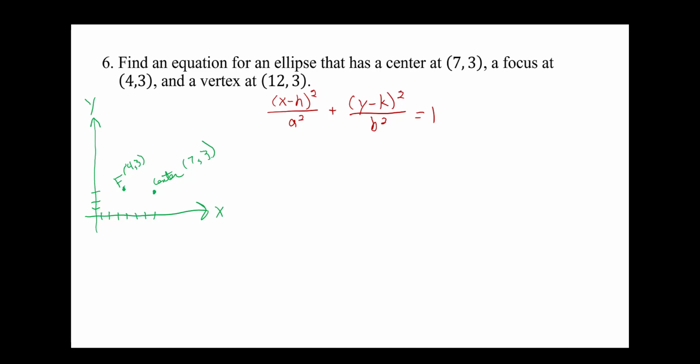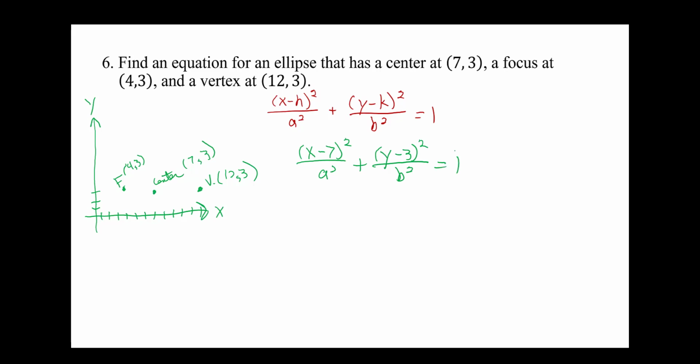And what else do we have? We have a vertex at 12,3, so about right here. This would be a vertex at 12,3. Okay, so what do we know from this? Well, we have the center, that gives us h,k, so I can write (x minus 7) squared over a squared plus (y minus 3) squared over b squared equals 1. We need to figure out what a and b are.